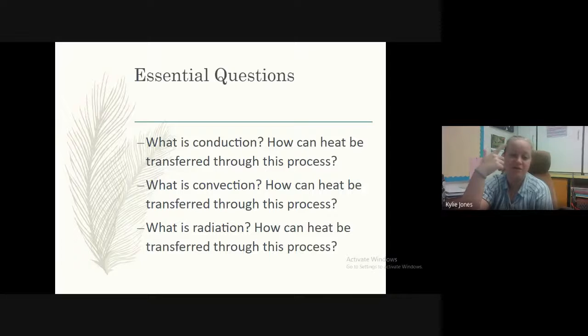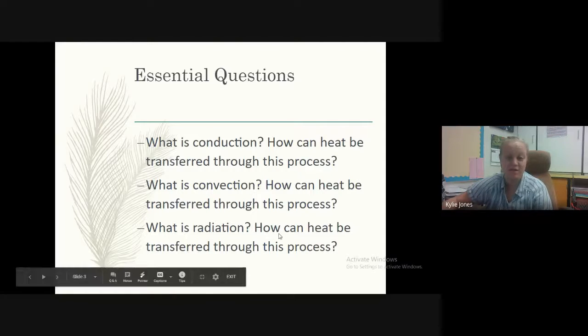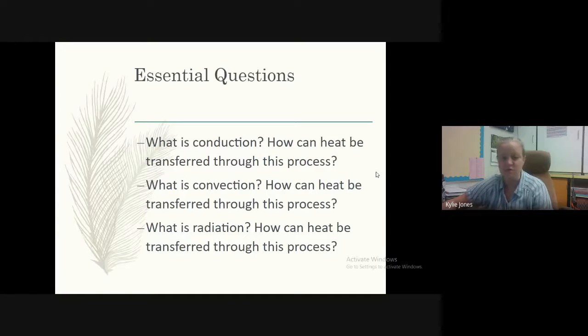Alrighty. So essential questions, the stuff that we're going to go over today is: what is conduction and how can heat be transferred through this process? Same thing with the next one: what is convection and how can heat be transferred through this process? And the last part: what is radiation and how can heat be transferred through that process? Okay, so those are the questions we should hopefully be able to answer by the end of this.